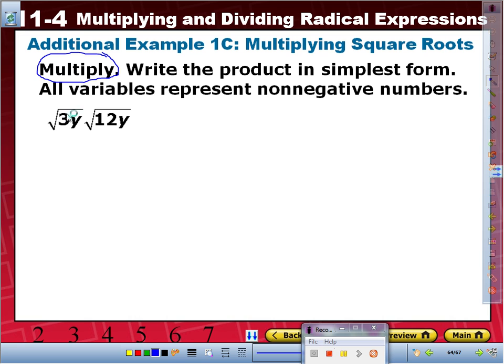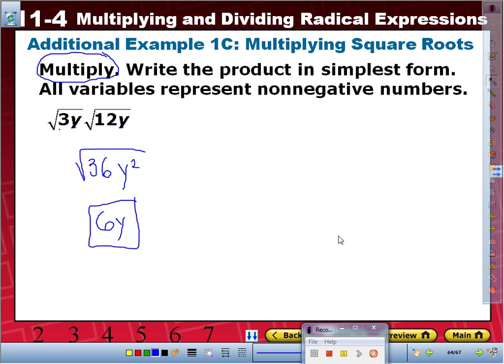Now this one we can do the long way like we did the very first one, or we can do it the short way by multiplying. Which one do you want to do? Short. So therefore, let's see. What is square root of 3 times square root of 12? 3 times 12, that's 36. What is y times y? Y squared. So therefore, what is square root of 36? What is square root of y squared? And we're done. It doesn't get complicated.